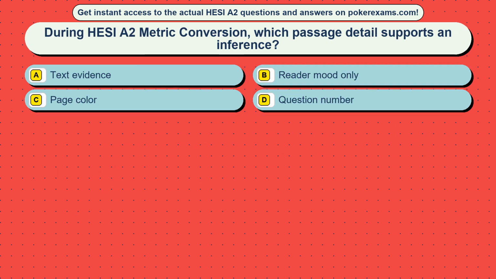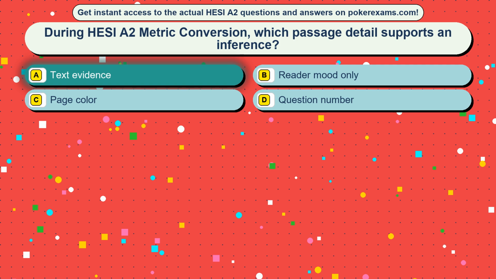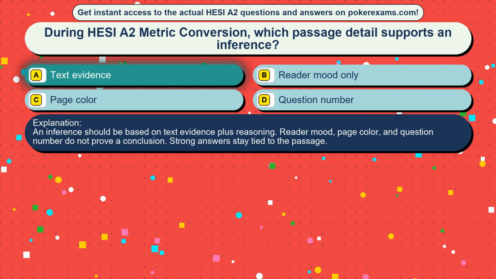Question 21. During HESI A2 metric conversion, which passage detail supports an inference? Option A, text evidence. Option B, reader mood only. Option C, page color. Option D, question number. The correct answer is option A, text evidence. An inference should be based on text evidence plus reasoning. Reader mood, page color, and question number do not prove a conclusion. Strong answers stay tied to the passage.